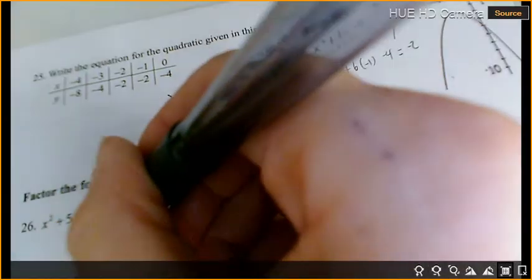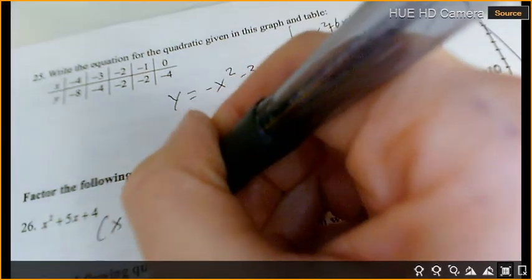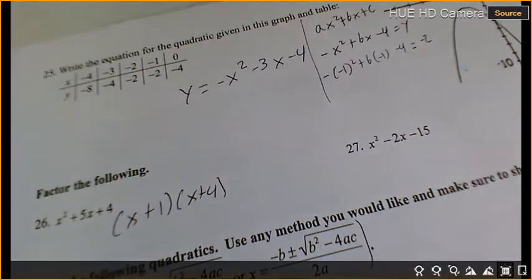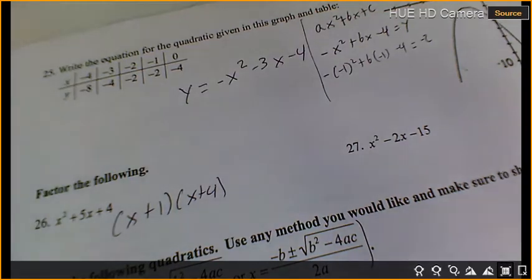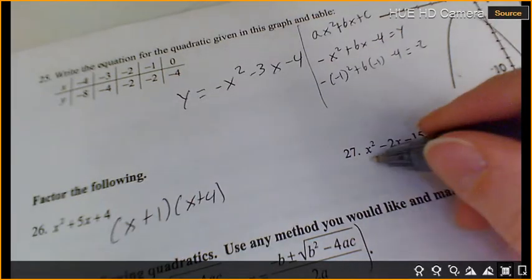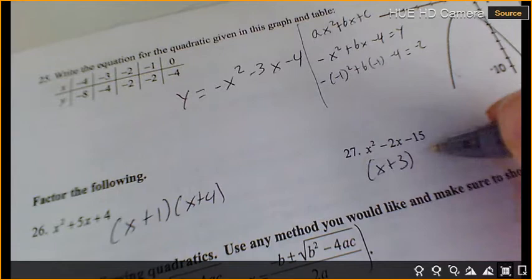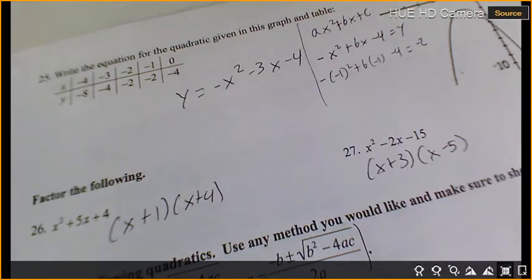We factor and we get x plus 1 and x plus 4. Number 27, I get x plus 3 and x minus 5. Any questions about the factoring?